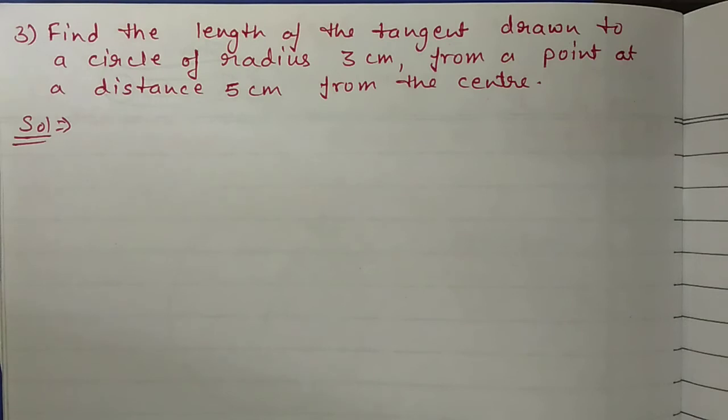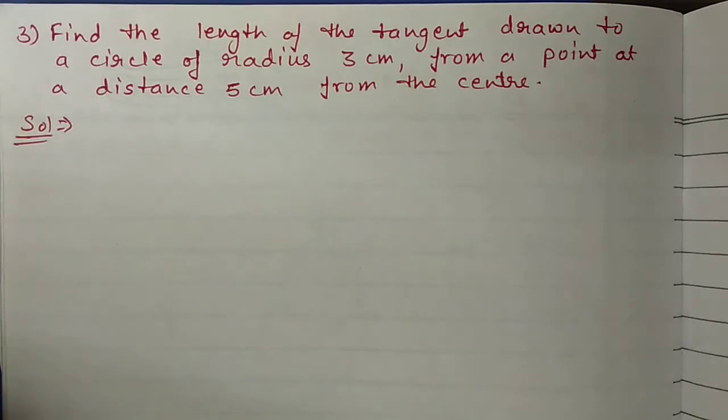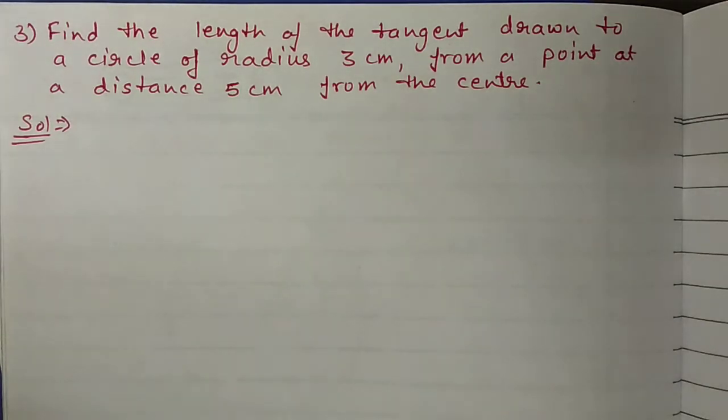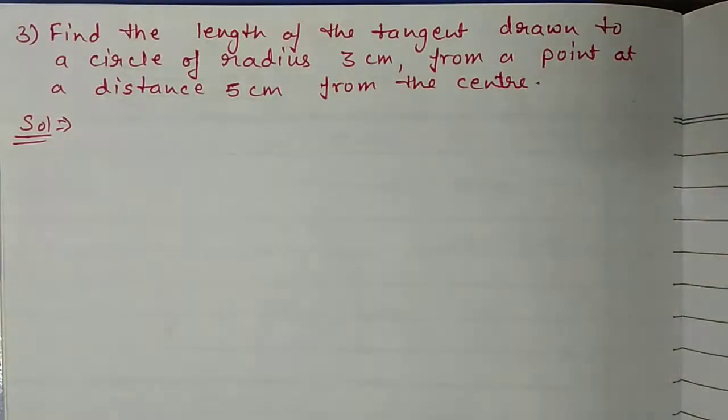Next, question number 3. Find the length of a tangent drawn to a circle of radius 3 centimeter from a point at a distance of 5 centimeter from the center. So this question you can do with the help of construction also, or you can do it directly also.